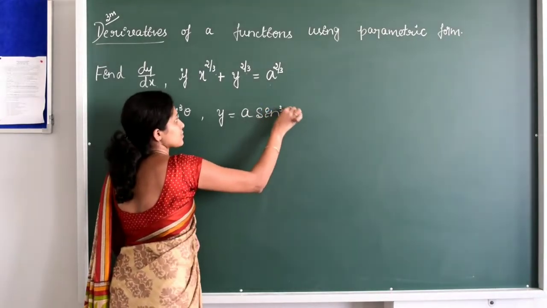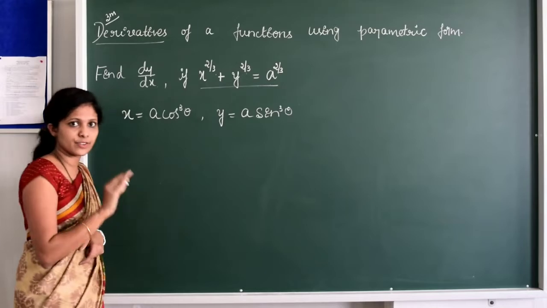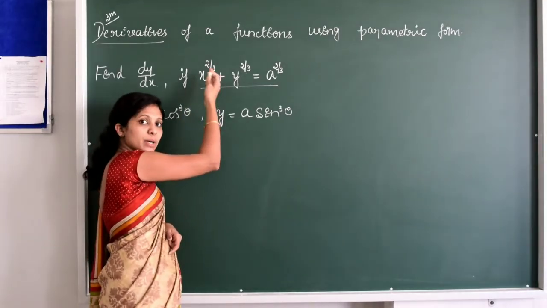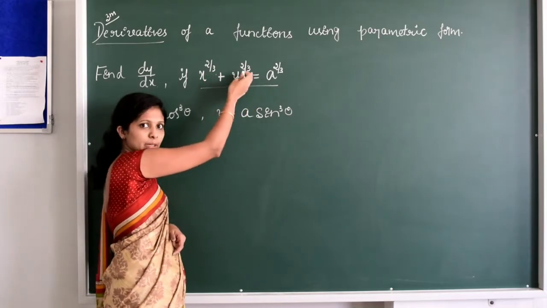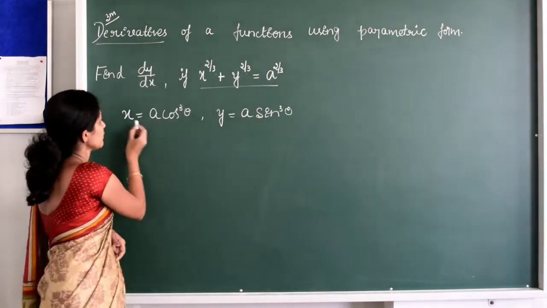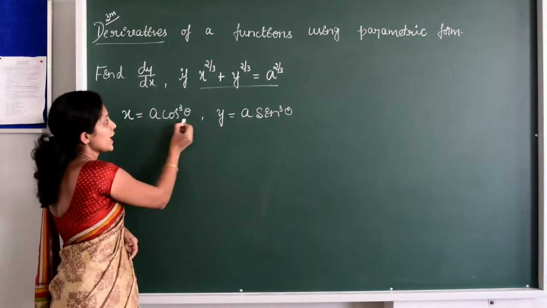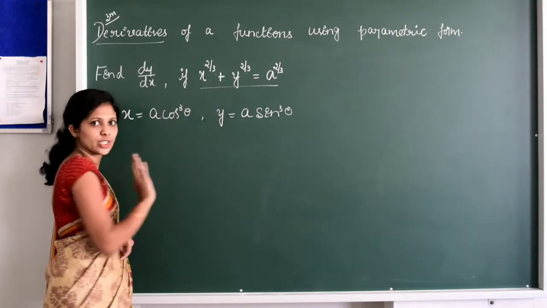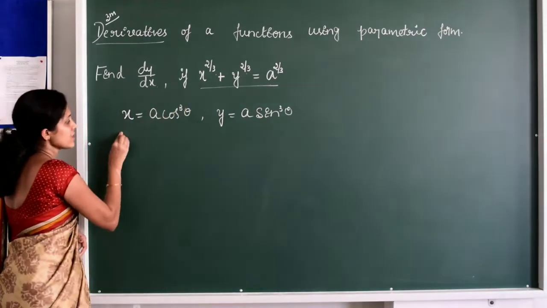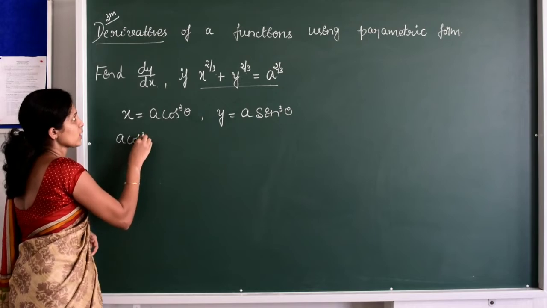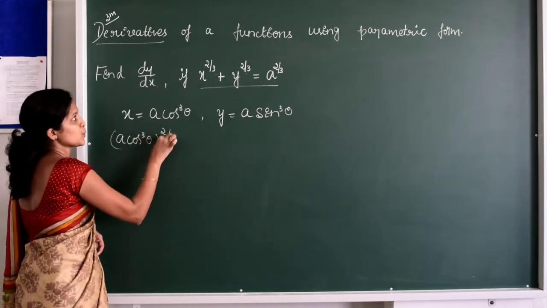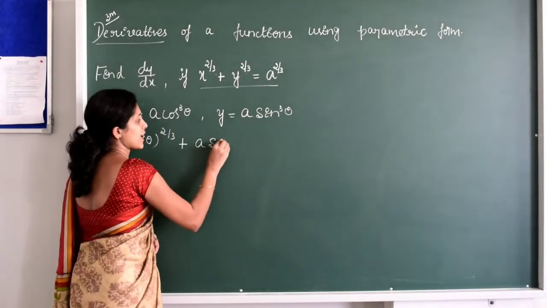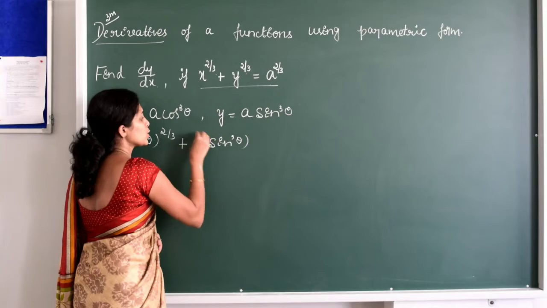Is it clear? For this, actually direct differentiation is also possible, I mean by differentiating with respect to x. But here they have mentioned that by using a parametric form, you have to give the substitution. We have given the substitution x is equal to a cos cube theta and y is equal to a sin cube theta. We'll check whether this substitution is possible or not. If I substitute x as a cos cube theta, that is a cos cube theta whole to the power 2 by 3, plus y as a sin cube theta, that is a sin cube theta whole to the power 2 by 3.